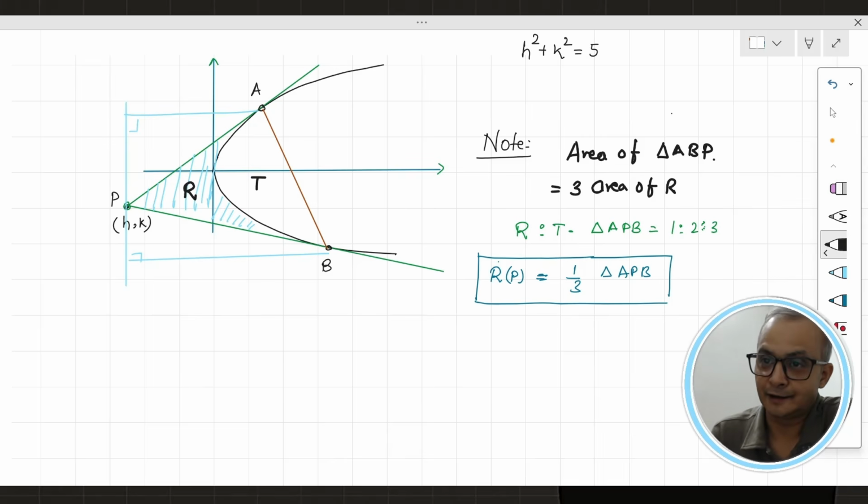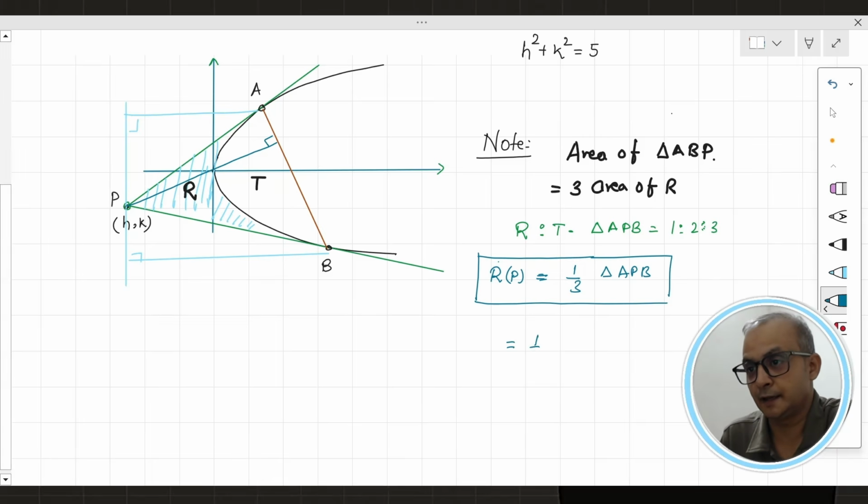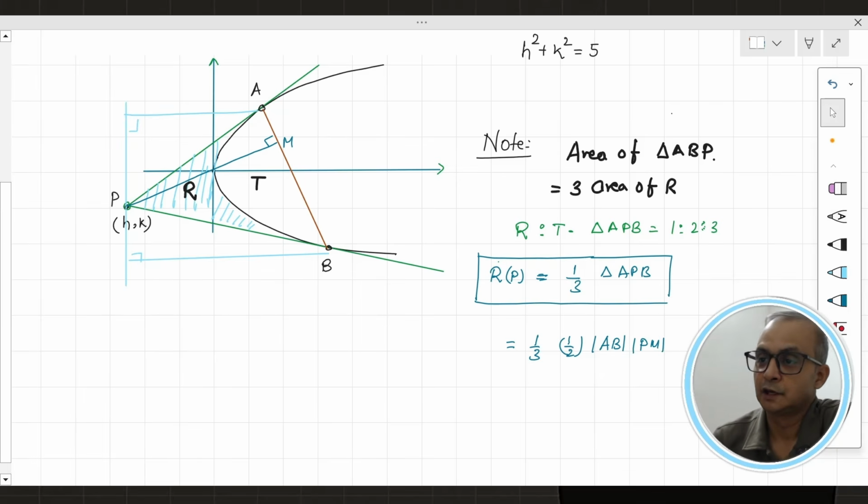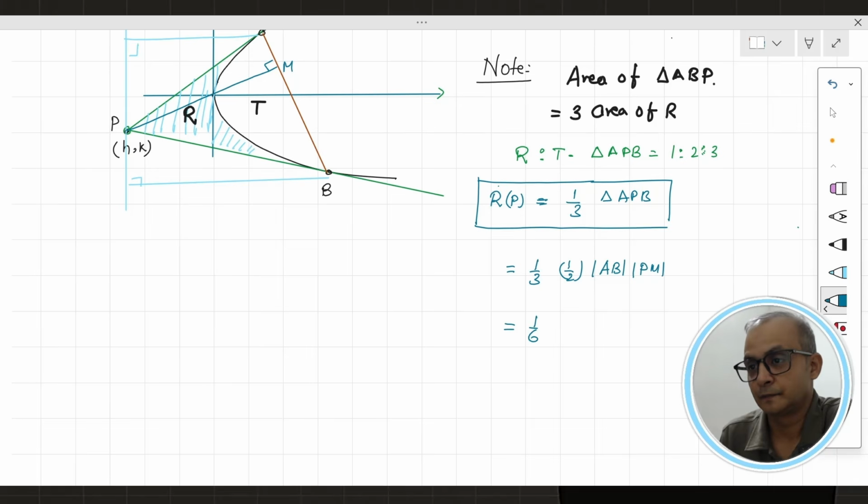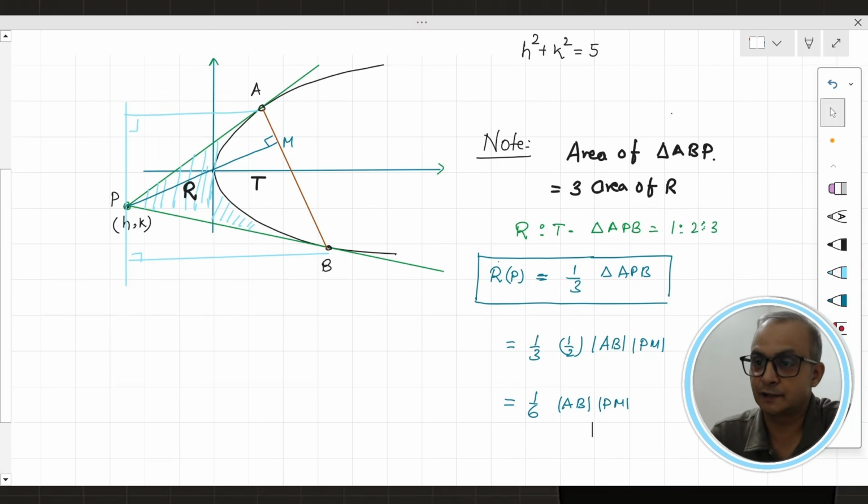Suppose I have to find the area of triangle PAB. What we do? We drop a perpendicular from P to this chord AB. If you drop the perpendicular, now the area of triangle APB, I can write, is the half into base. The base is going to be, let's say perpendicular is this PM. So the base is AB and the PM is the perpendicular length. So that is nothing but 1/6 of AB into PM. So all that we have to discover is what is AB and what is PM. So let's try to discover it.